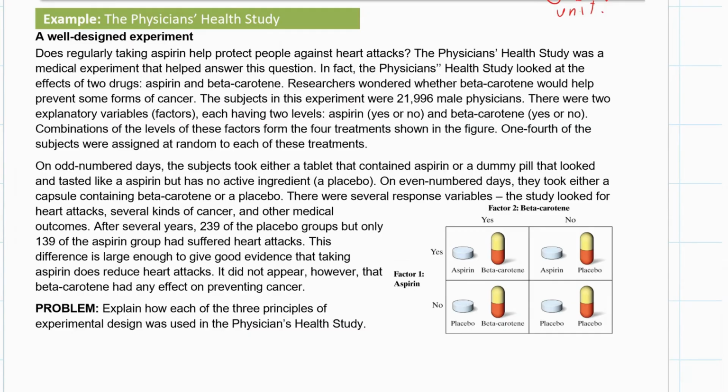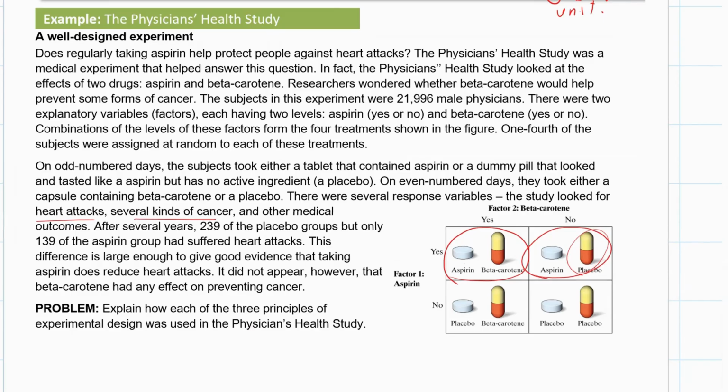Combinations of these levels of factors are shown in the figure below. A fourth of the subjects were assigned at random to each of the treatments. So one group took both aspirin and beta-carotene, while one group only took aspirin, but took a placebo instead of the beta-carotene. On odd numbered days, subjects either took a tablet containing aspirin or a pill that looked like and tasted like aspirin but had no active ingredient, a placebo. On even numbered days, they took either a capsule that contained beta-carotene or a placebo. Several response variables were looked at, including heart attacks, several kinds of cancers, and other medical outcomes.